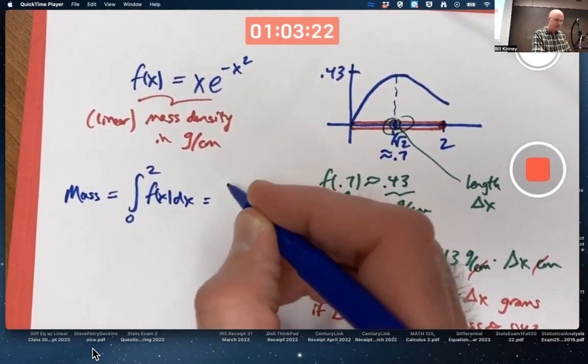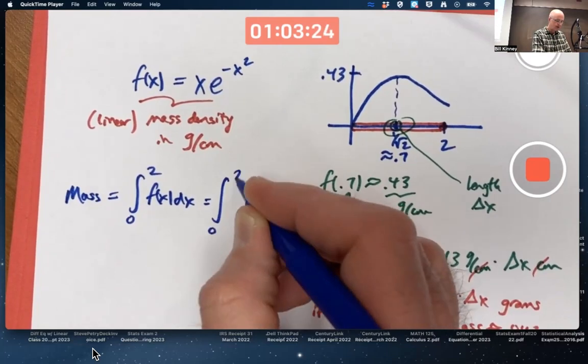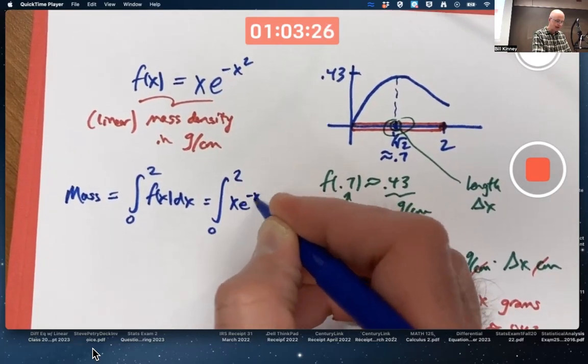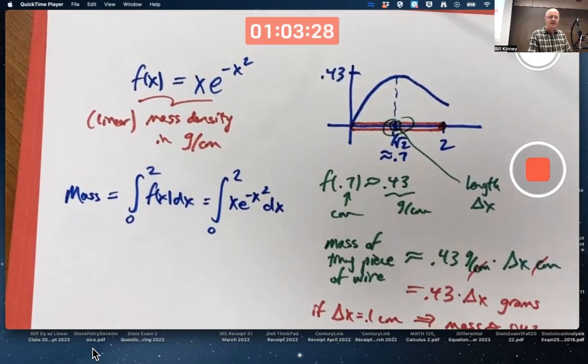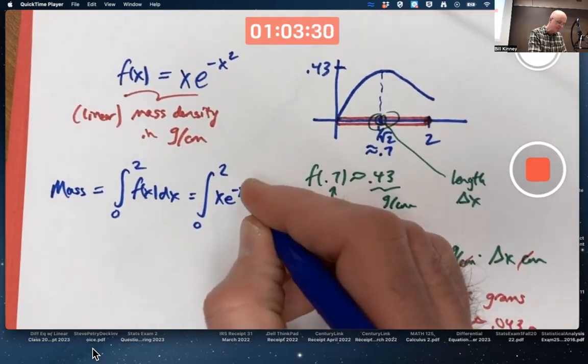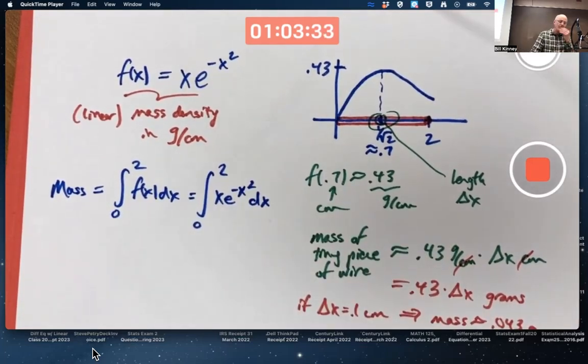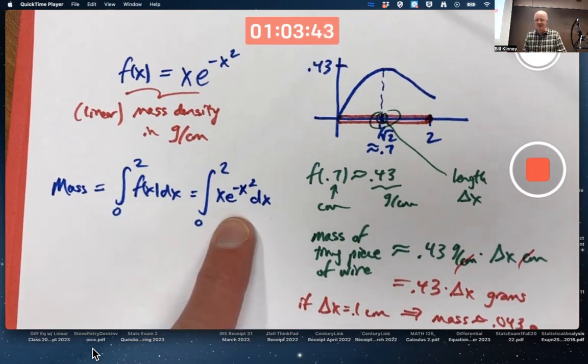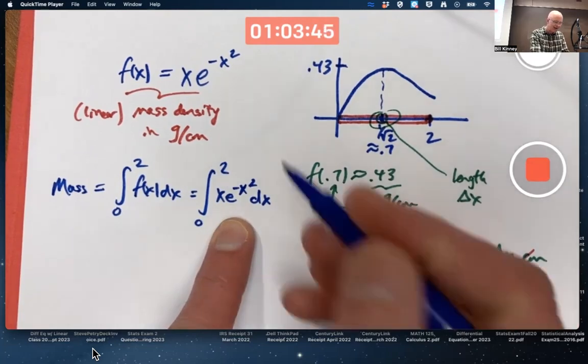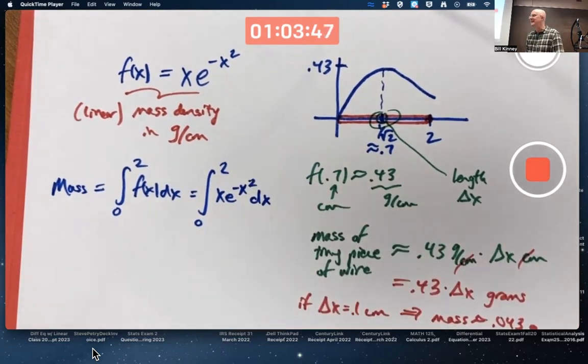The integral from 0 to 2 of x times e to the negative x squared. But that looks kind of complicated, doesn't it? I mean, last Friday, we saw that if you try to integrate a cosine of t squared, you got Fresnel C for your antiderivative. This e to the negative x squared, are we going to get Fresnel E?